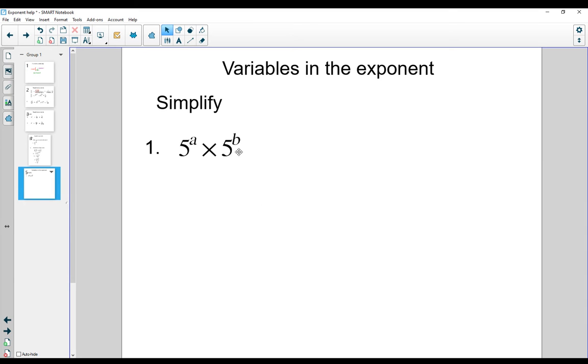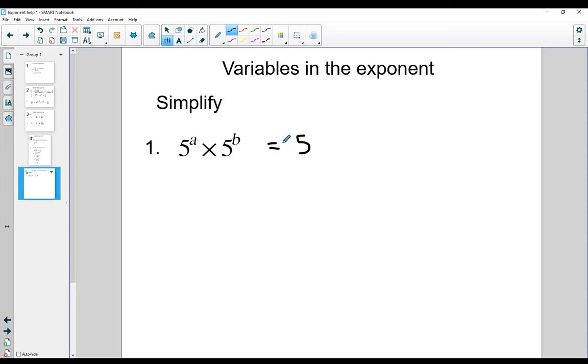All right, so if we have a question where we have our exponent as a variable, that means that that's our unknown. We don't know how many we have, but we can still simplify it. So for this example, we have to think back to our other exponent laws, and we know when we're multiplying that we can add our exponents. So our variables are going to stay in our exponent. Our base is the same, so that's the only way we can combine them.